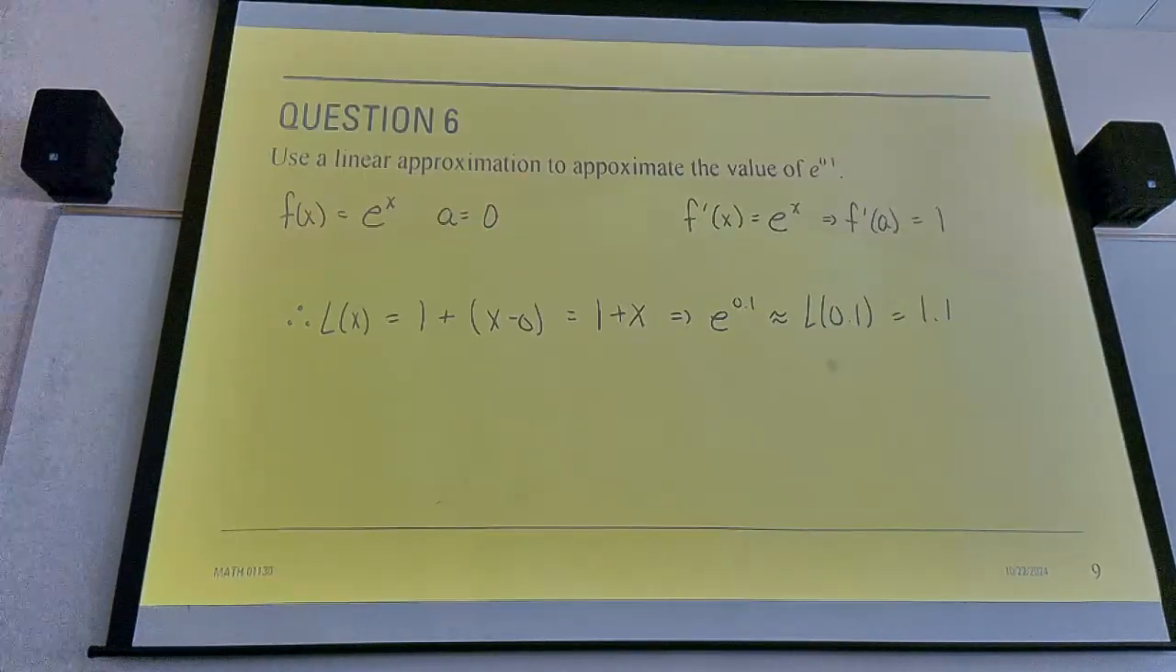To wind up with about 1.1. What's another way I could say e to the 0.1?